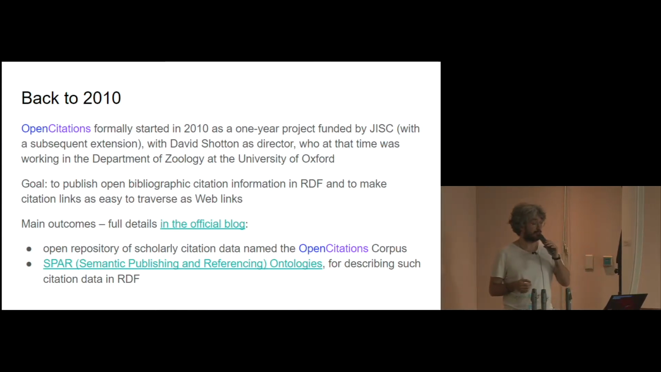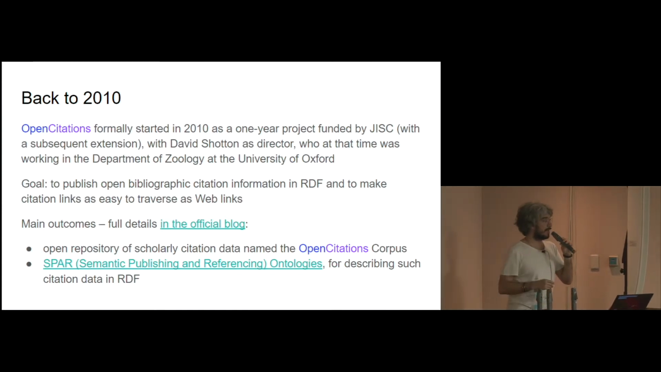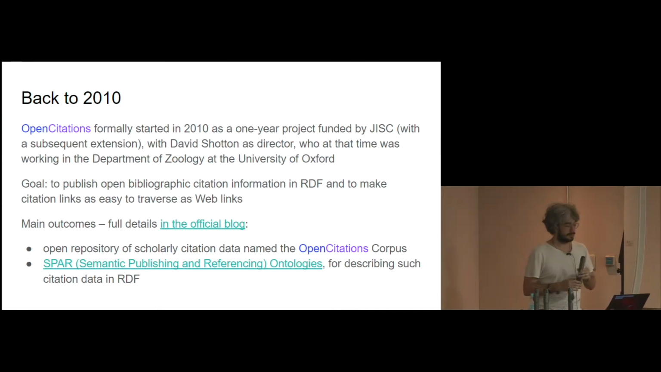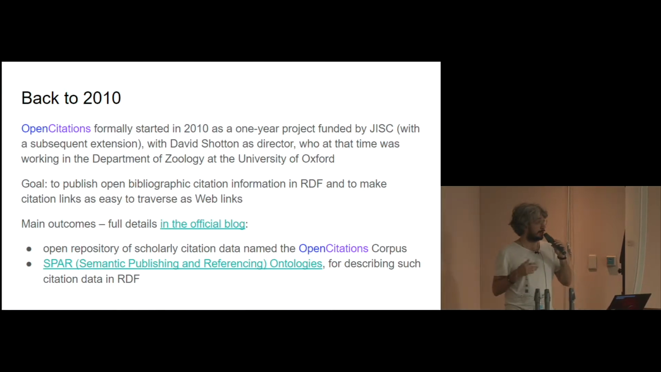founded by JISC and run by David Shotton as director when he was at the Department of Zoology in Oxford. The goal was publishing open citation data in RDF, in a structured format, in order to make them available openly. The outcomes of this project were mainly two. The first one is the release of the Open Citation Corpus, this corpus of open citation data, and the second one was the development of the SPAR ontologies that have been used for describing this open citation data.